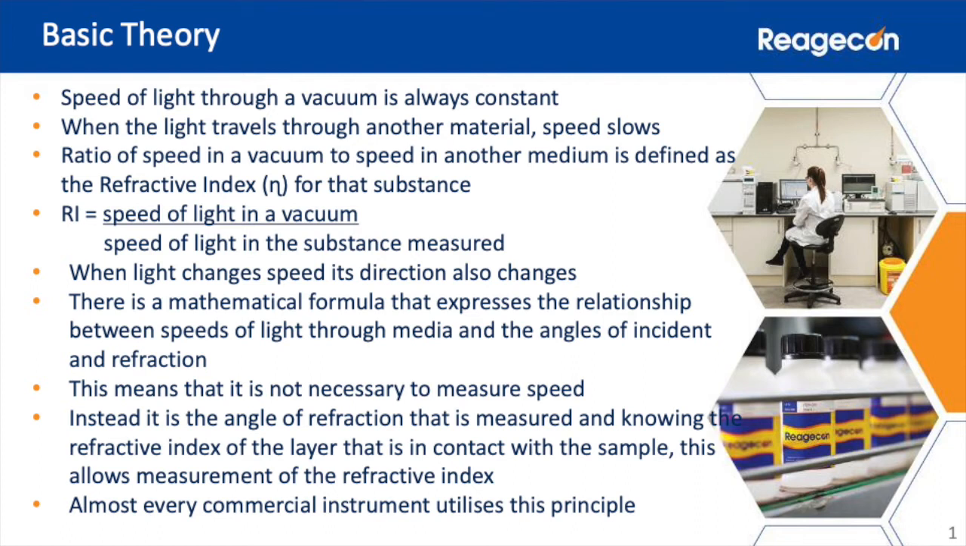This relationship can be expressed as follows. RI equals speed of light in a vacuum over speed of light in the substance measured.